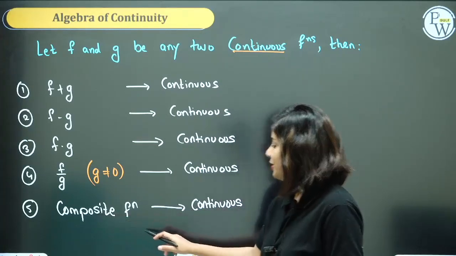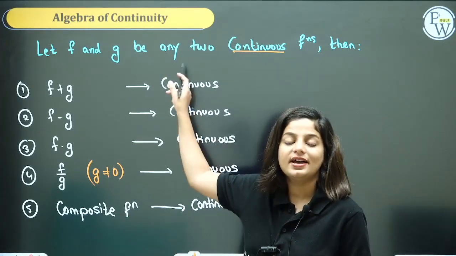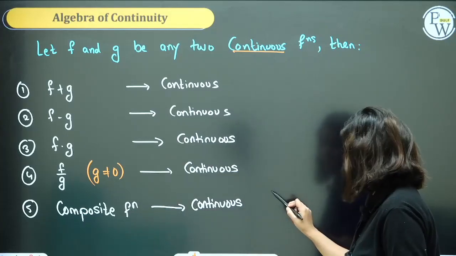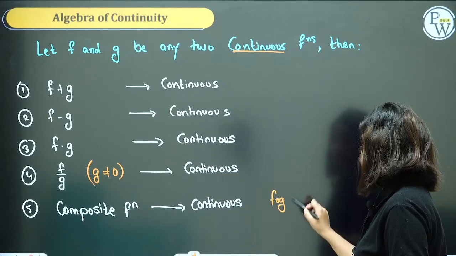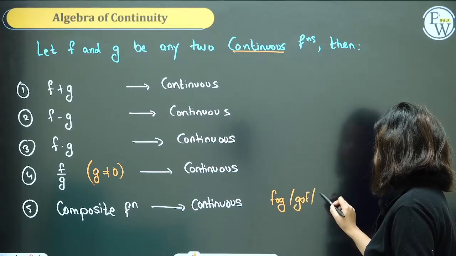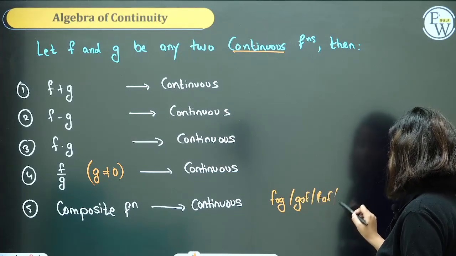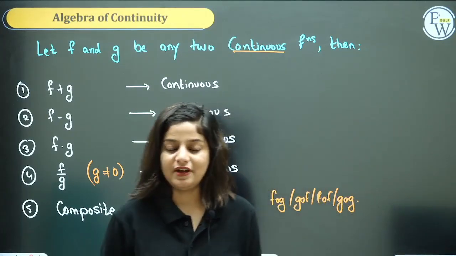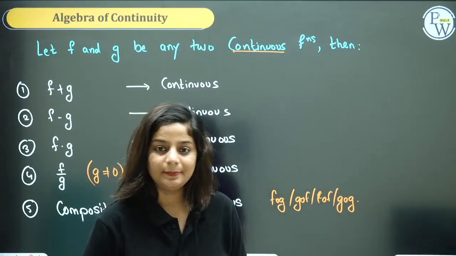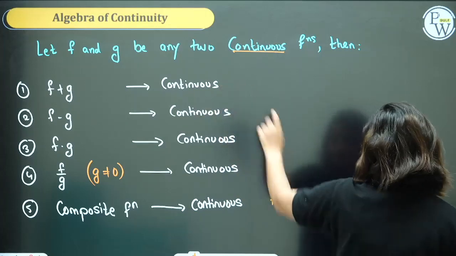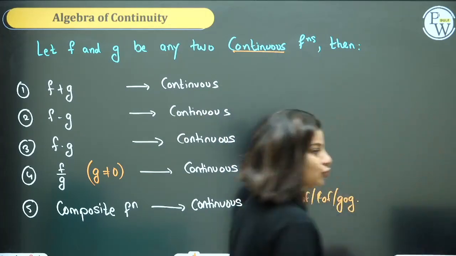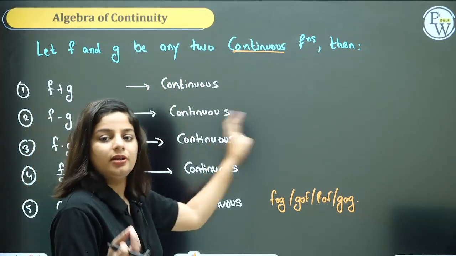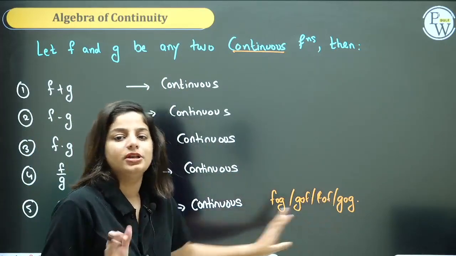And the last point, guys, when two functions are continuous, its composite is also continuous. What is composite function? f of g, g of f, f of f, g of g, right? These are all your composite functions. Studied in class 11? Right. So if f and g are continuous, the composites will also be continuous. If f and g are discontinuous at say any point, its composite will also be discontinuous at that point.